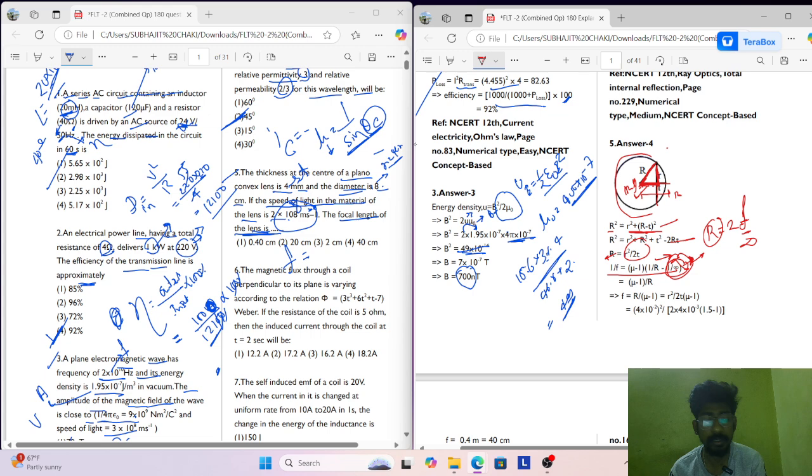So f will be equal to R divided by (mu minus 1), just the reciprocal. And the value of R is r square by 2t. So f equals r square by 2t into (mu minus 1). Now just put in all the values.